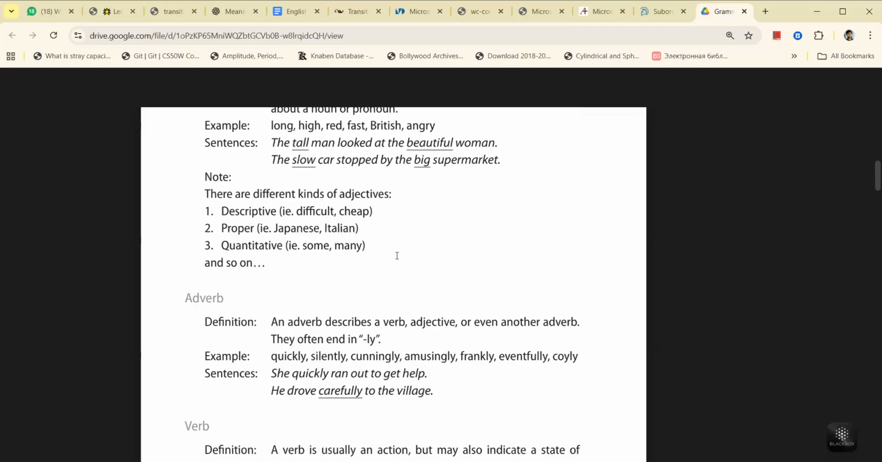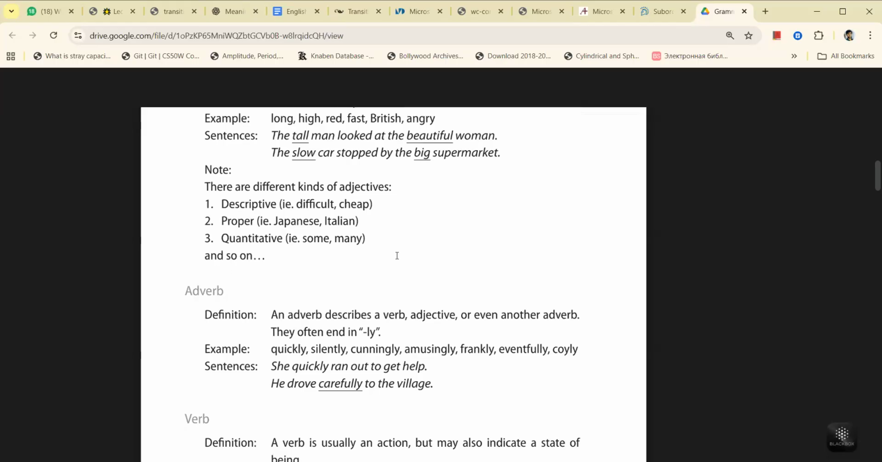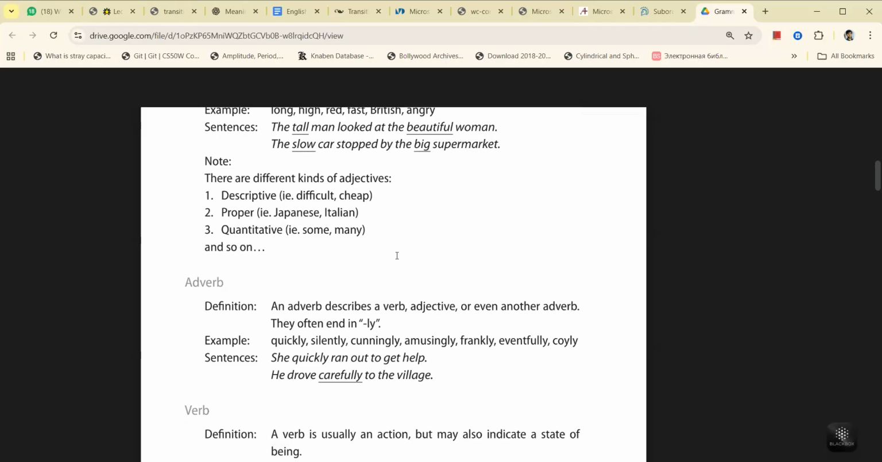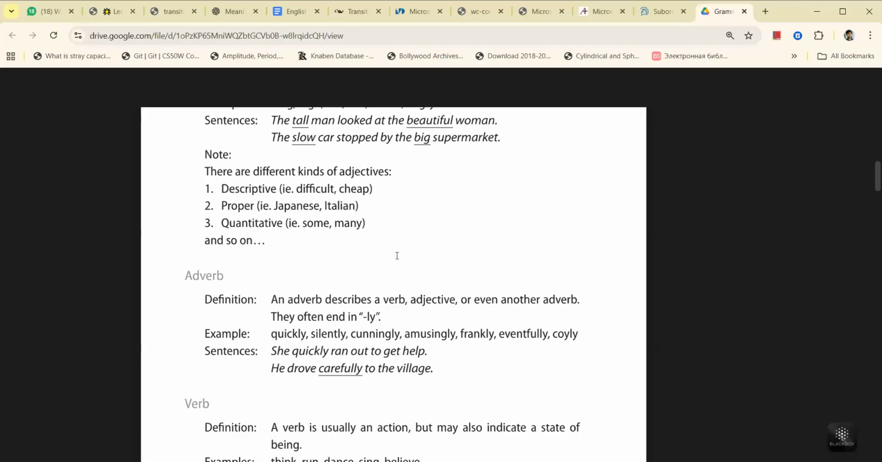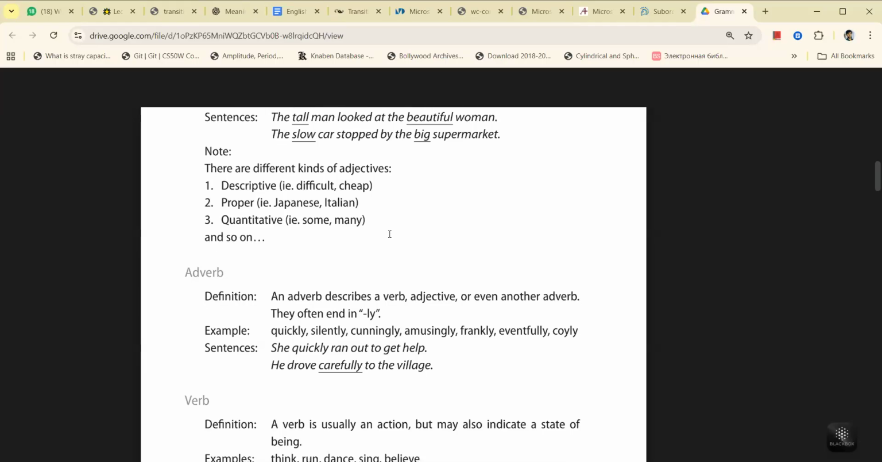First one, descriptive, like difficult or cheap, and then proper, like Japanese, Italian, or the name of any country or city, and quantitative, like some, many, more, large. These are the types of adjective.